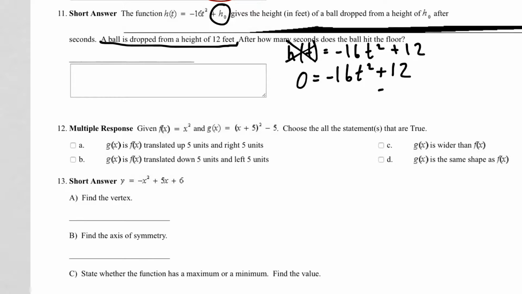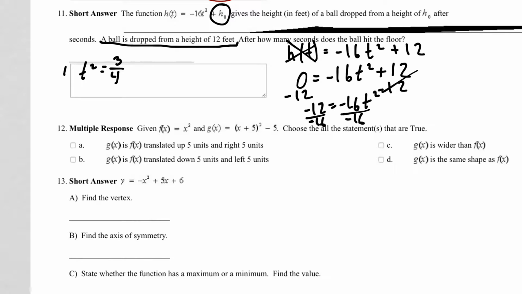I'm just going to kick out the 12, leaving me with negative 12 equals negative 16t squared. Divide by negative 16 to isolate the t squared. So t squared equals negative 12 over negative 16, which is going to be positive. 12 over 16 simplifies down to 3 over 4. Divide the top by 4, divide the bottom by 4.